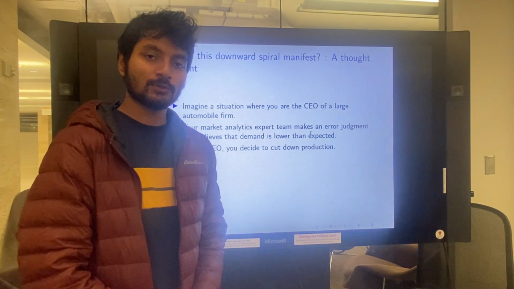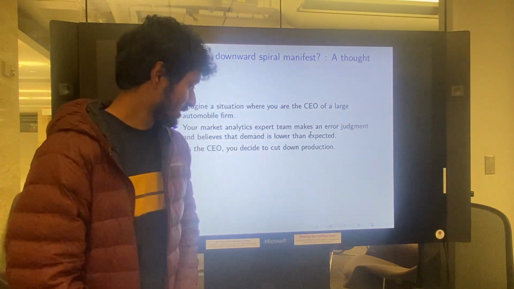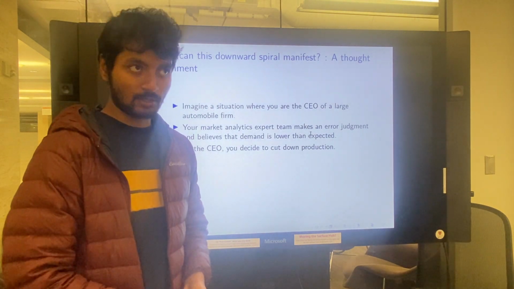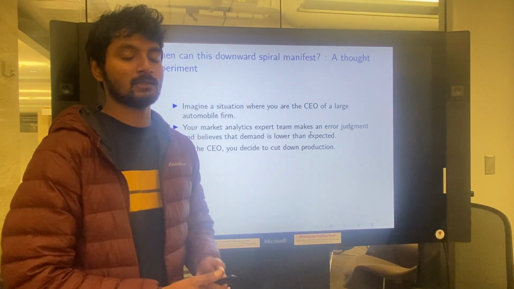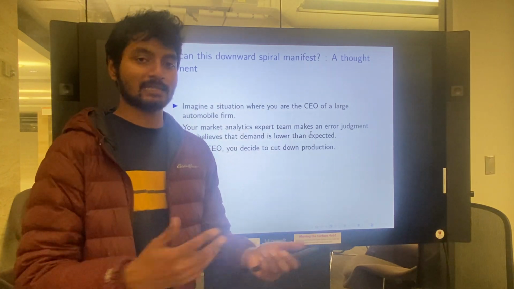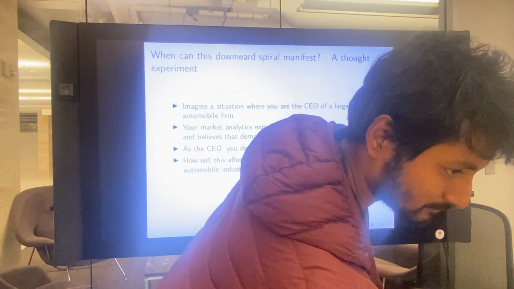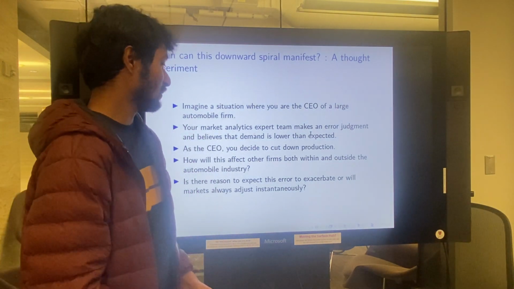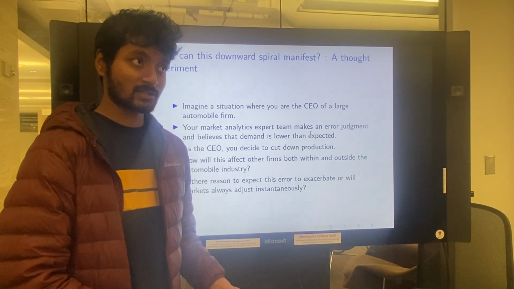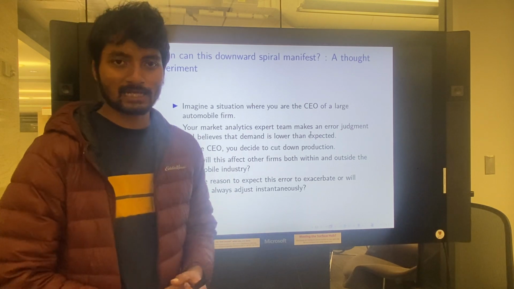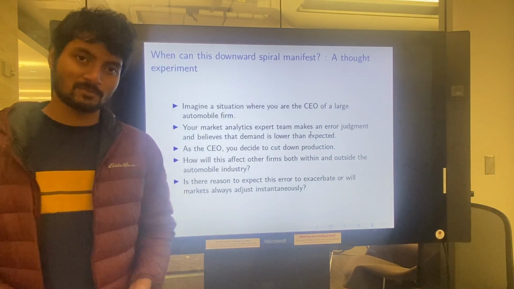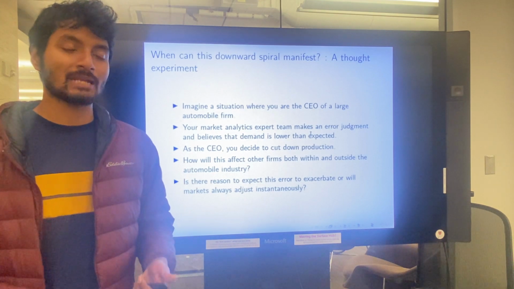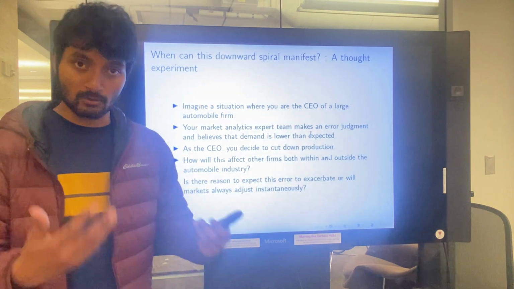As the CEO, you decide to cut down on the production, and this behavior is something that firms within your automobile sector and firms outside your sector can see. Two questions that you can think about: how will the other firms react to this decision, and is there a reason to expect that there will be an instantaneous adjustment, or is there a reason to expect that this error could be exacerbated over time?